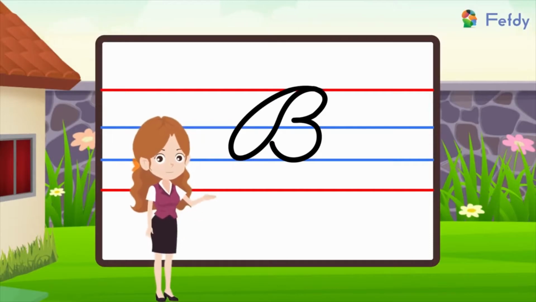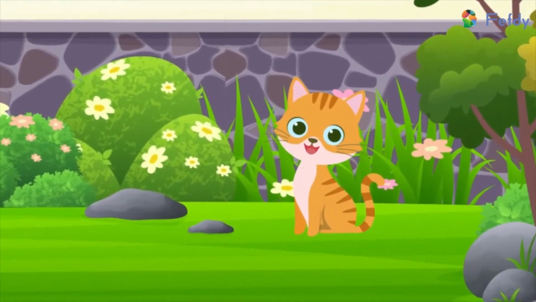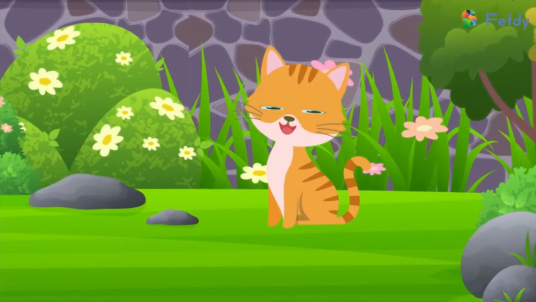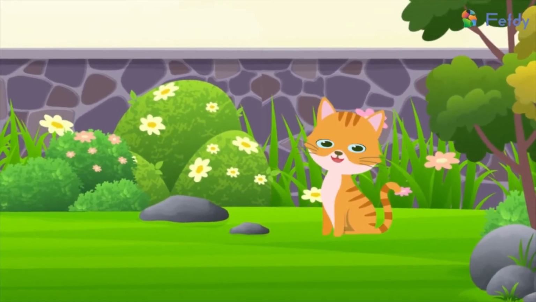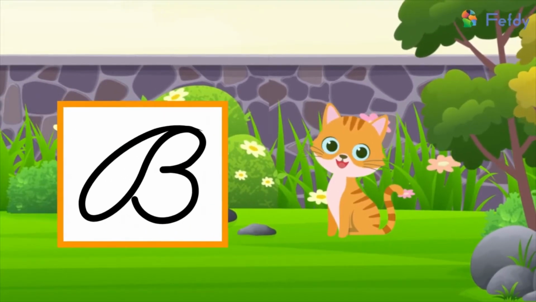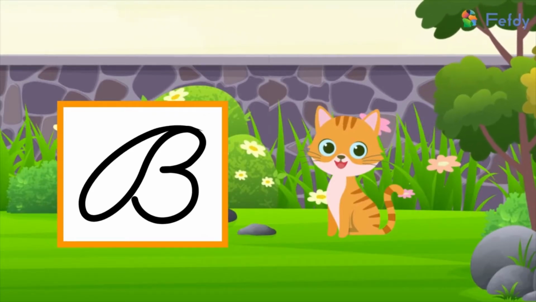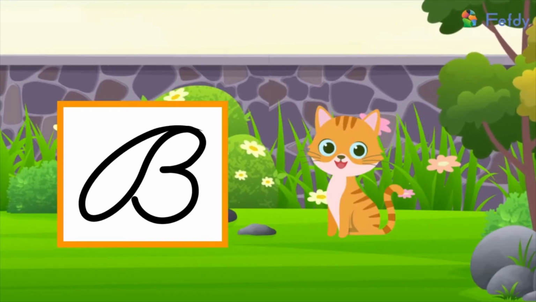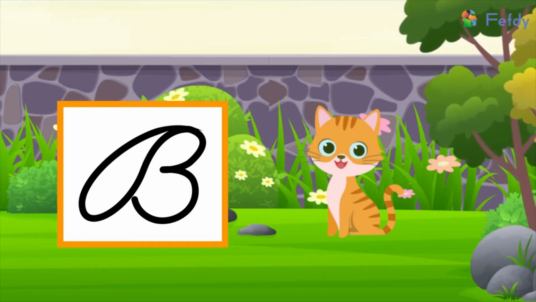Are you ready to write the letter B? Come on, let's see how the letter B looks. Come on, look at the little kitty cat. Can you see how the cat is sitting? Come on, let's try outlining the cat to get the capital letter B.